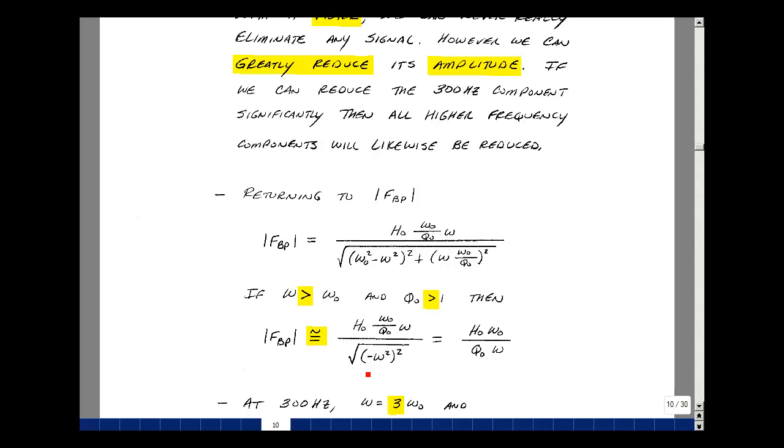The squaring and the square root get rid of the minus sign, so I just have an omega squared, and then I've got an h naught, omega naught, divided by q naught. I have an omega, and then I have an omega squared. That's going to cancel, it's left with an omega. So this is roughly the value of my gain at a frequency greater than omega naught.